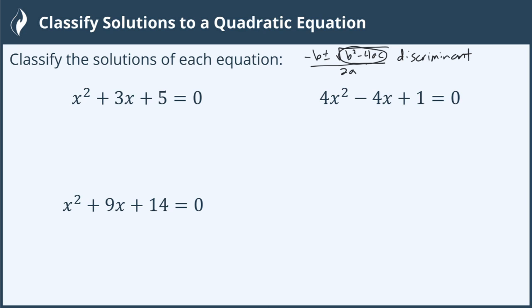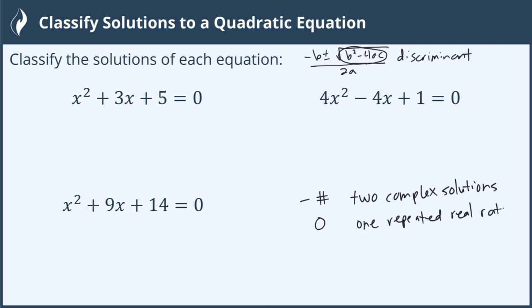So if we go through and solve the discriminant and we get a negative number, this will be 2 complex solutions. If we get a 0, that means we're plus or minusing 0. So that means we're going to have 1 repeated real rational solution, which means it will be a fraction.